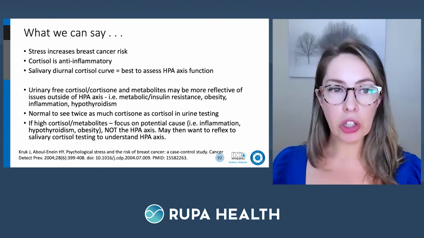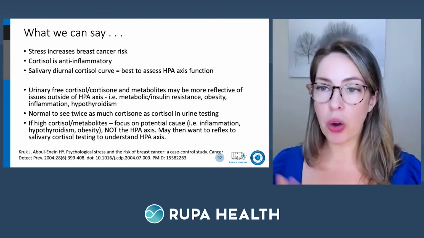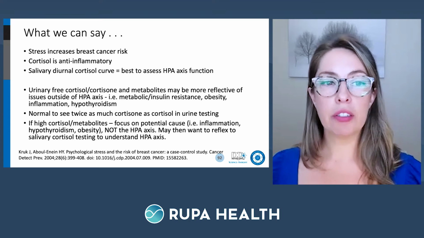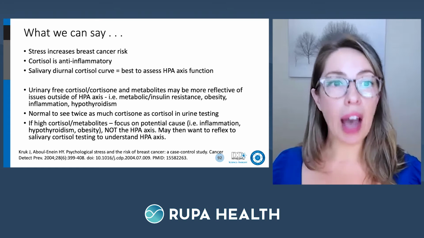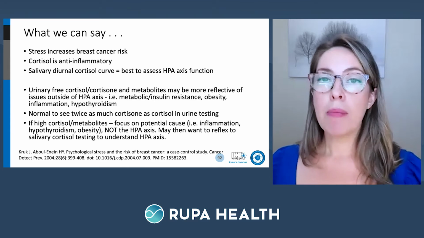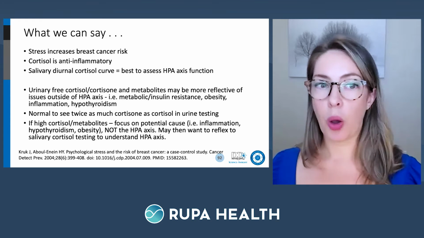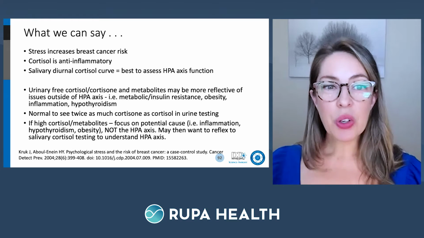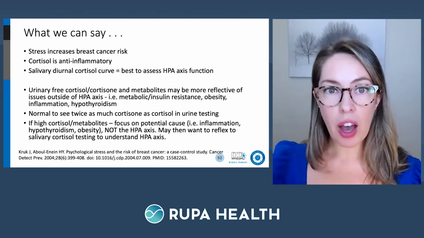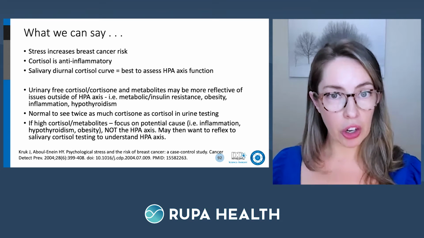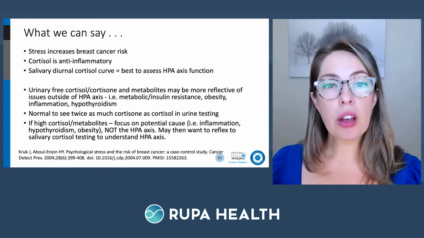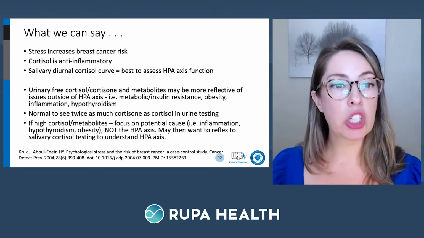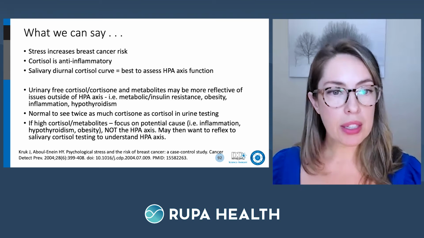If we're looking at urinary free cortisol, cortisone, and their metabolites, we're likely looking at something that is reflective of outside issues, outside of the HPA axis. So metabolic issues, insulin resistance, obesity, inflammation, hypothyroidism, something like that. So if you're seeing high levels of those cortisol in the urine or metabolites, focus on those potential causes. So ask the patient, look into inflammation, hypothyroidism, obesity.